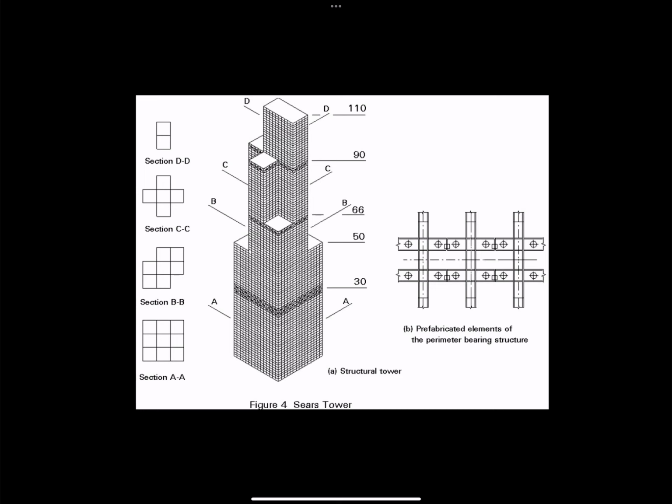You also see in this drawing the slightly darker bands around the tubes, which are diagonally braced belts, let's call them. And these are providing stiffness to the tubes. Literally, they're like belts at 30-story intervals. So there's no diagonal bracing between those belts, only verticals and horizontals.